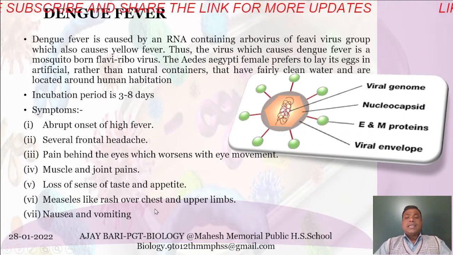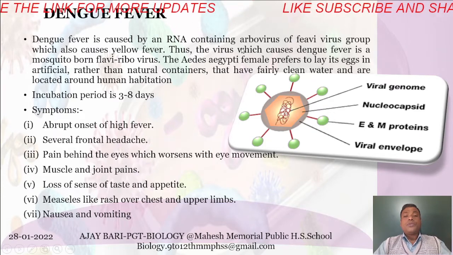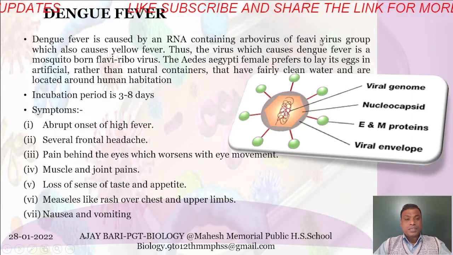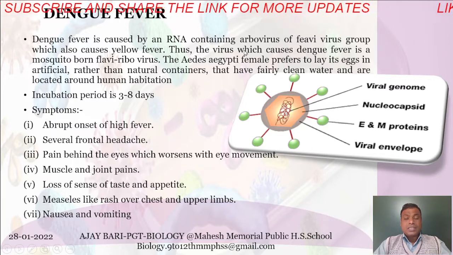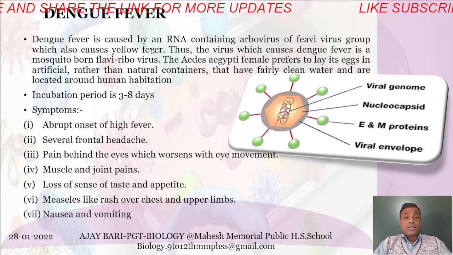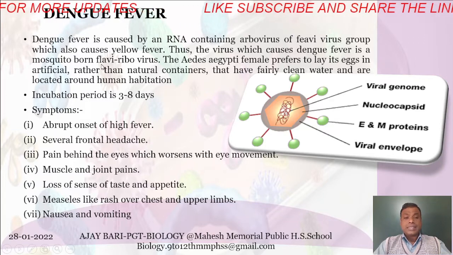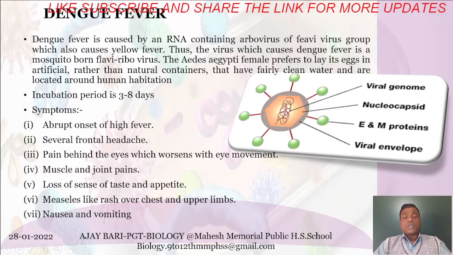The dengue virus is an RNA virus, also referred to as an arbovirus or flavivirus group. They also cause yellow fever. The virus which causes dengue fever is mosquito-borne. The mosquito-borne viral disease is caused by a flavivirus, transmitted by the Aedes mosquito.